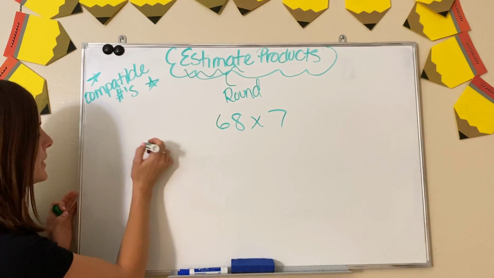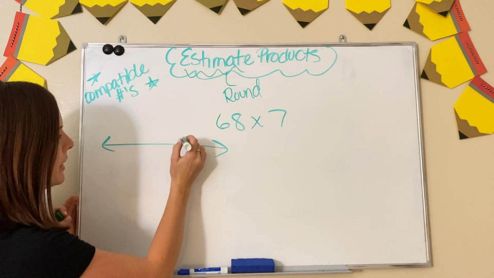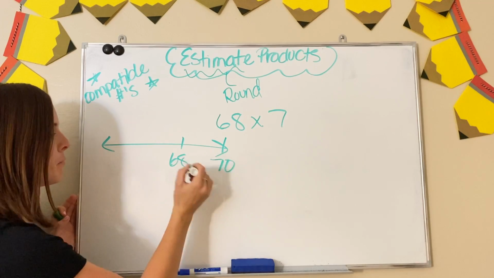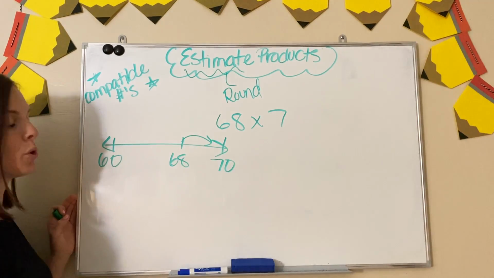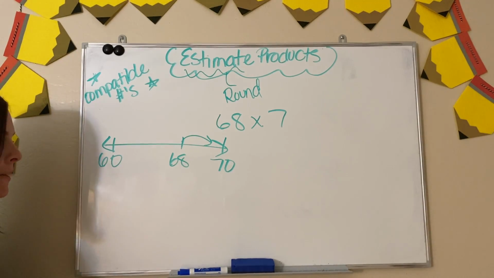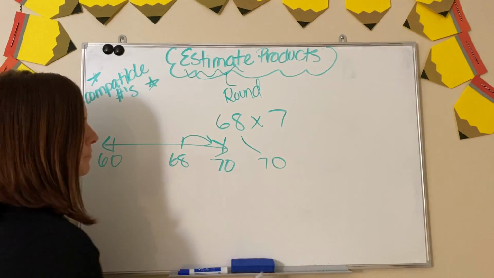68. So what is 68 in between? This is the important part to know how to round. I have 68. What surrounds it? I have 70, and then below 68 is a 60. 68 is closer to 70 because it's only 2 places away from 70. So 68 is going to round to a 70.